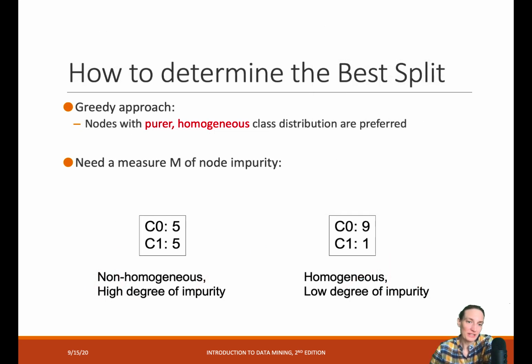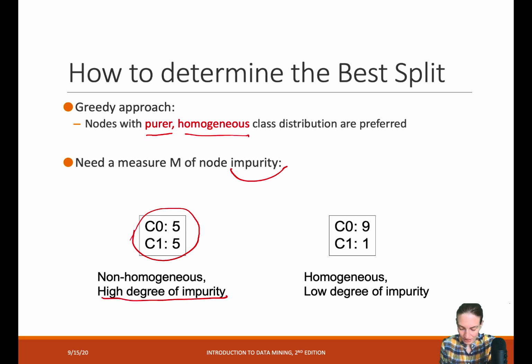So how do we choose the best of these options? In a greedy approach, like Hunt's algorithm, we choose nodes with a purer, homogeneous class distribution. What does this mean? This means we need a measure of impurity, so we can select the most pure nodes. In the example below, if we'd have an equal class distribution in our child nodes, we would say there's a high degree of impurity, because it's not purely of one class, it's a mix. If we have something like 9,1, we would call it a low degree of impurity, because we're almost certain most of the instances belong to one class.